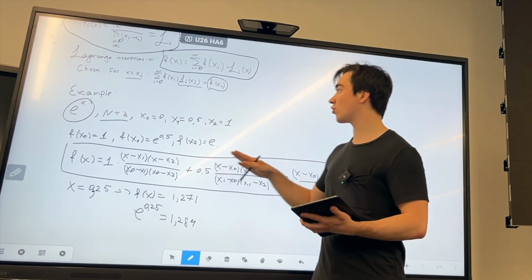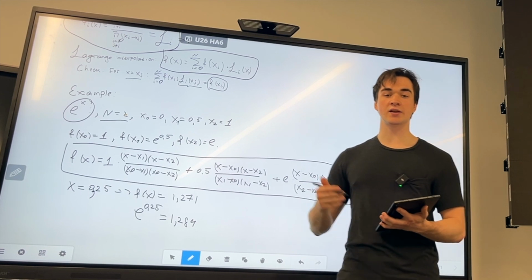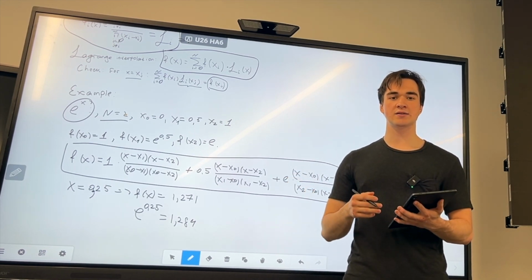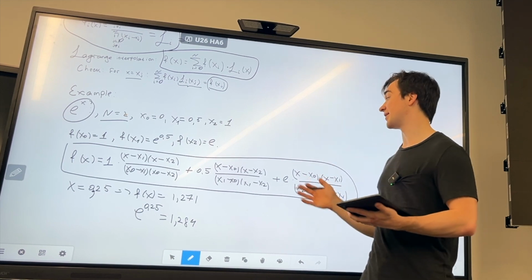That's all for Lagrange interpolation. Next we will consider Hermite interpolation, and then we will move to some more interesting topics in interpolation.